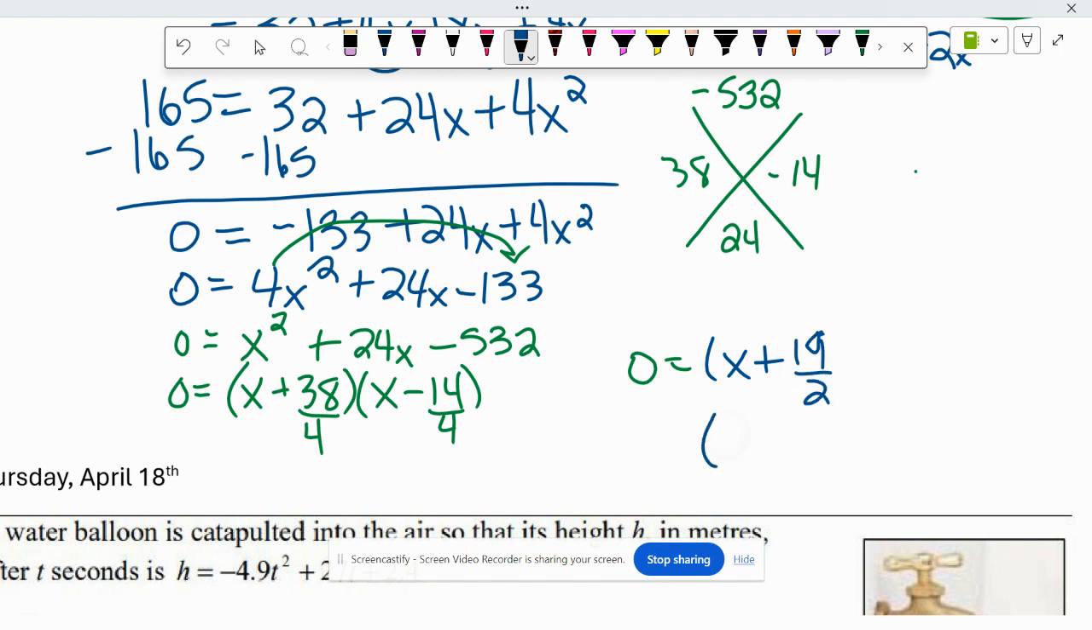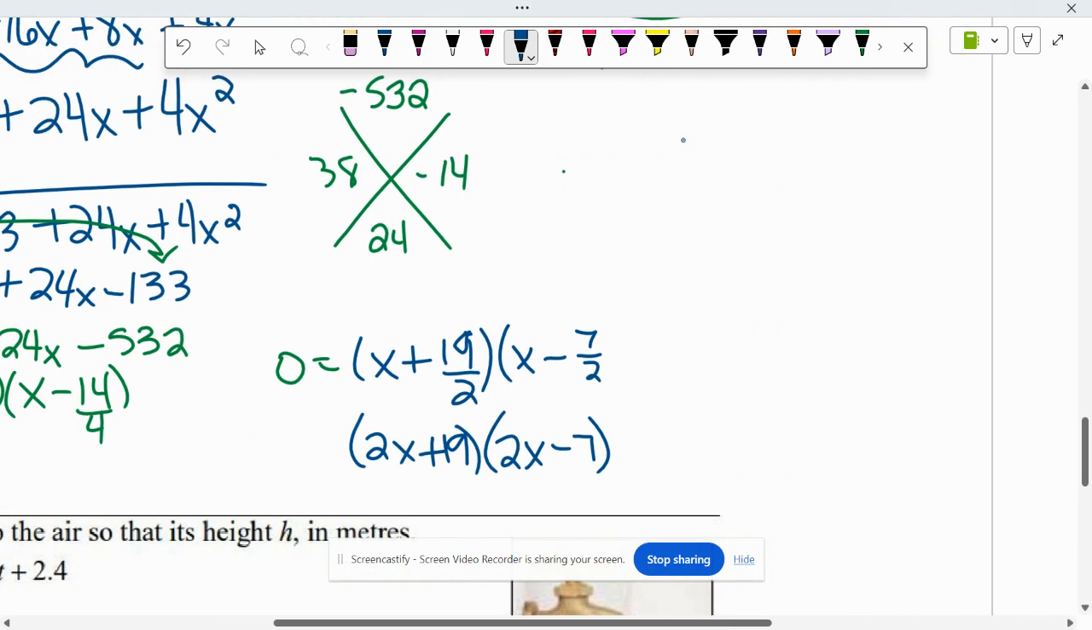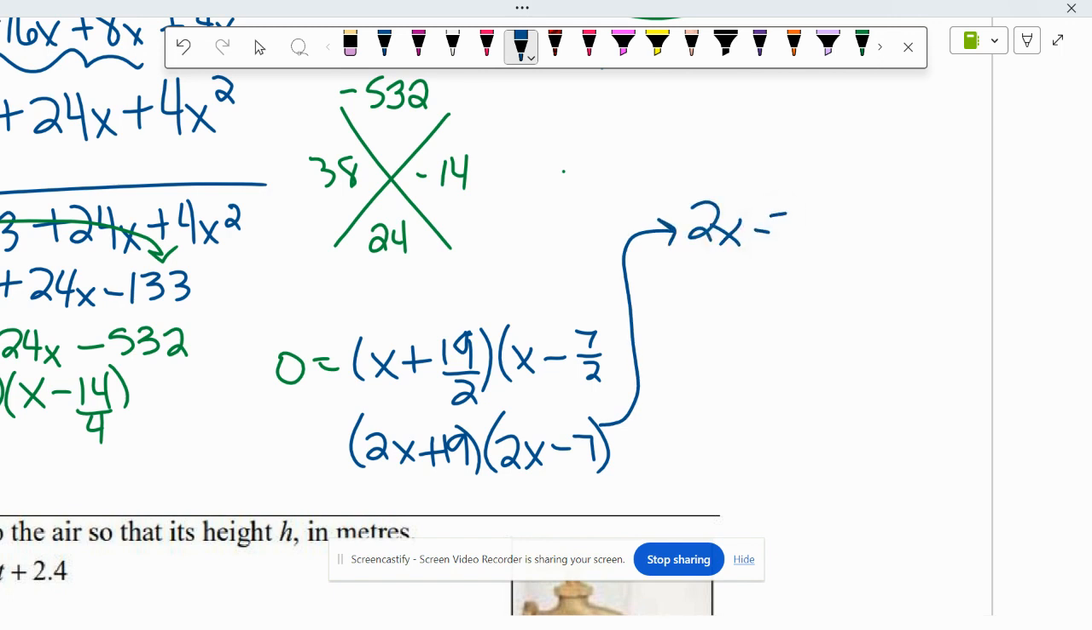So we rewrite that as 2x plus 19. What about 14? Is 14 divisible by 4? No, I really get x minus 7 over 2. So we write that as 2x minus 7. Which one of these is going to give us a positive root, a positive answer? Okay, so let's set it equal to 0. 2x minus 7 equals 0. How do I solve that?